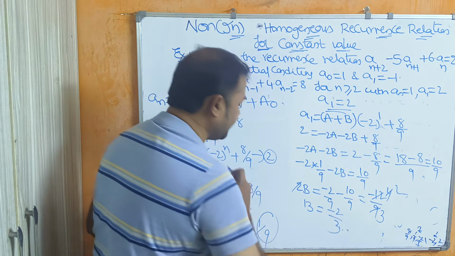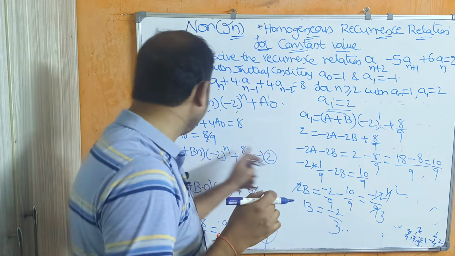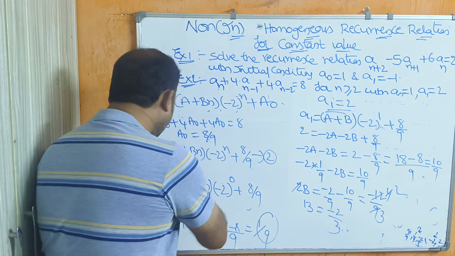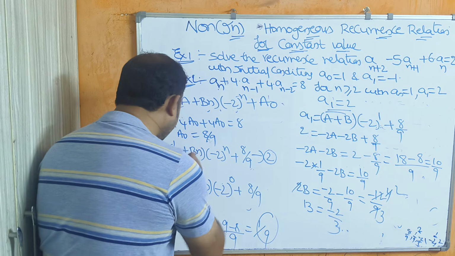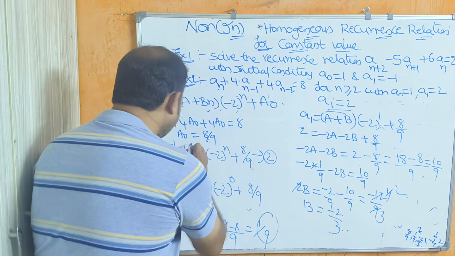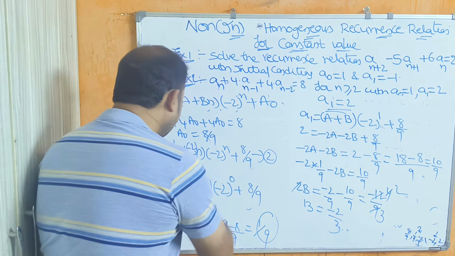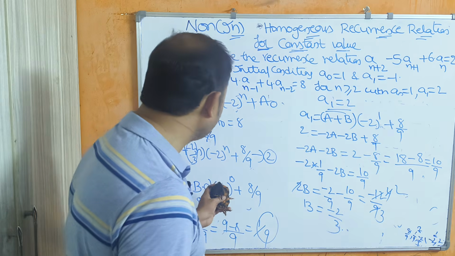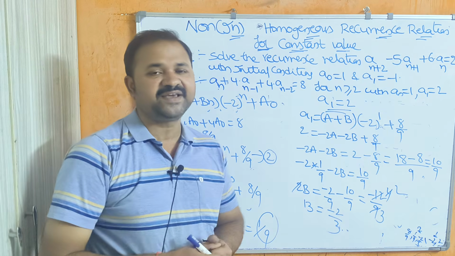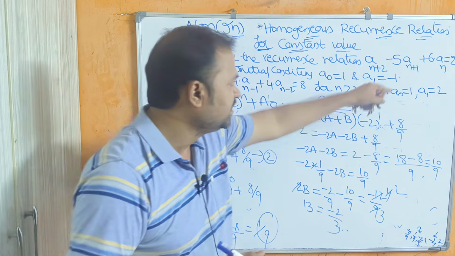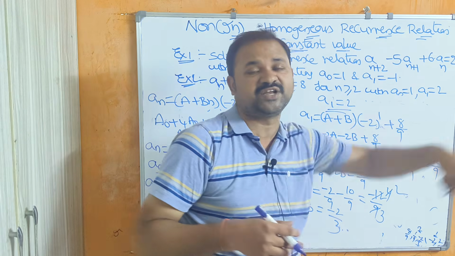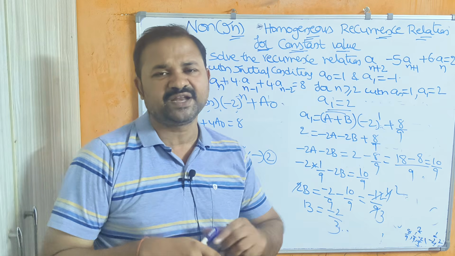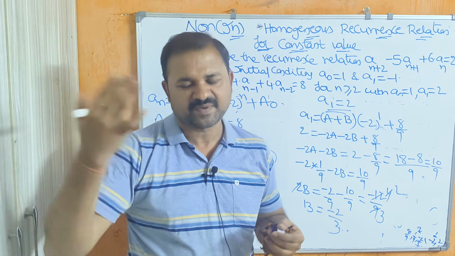So what is a value? 1 by 9. So now we need to substitute a and b in this equation. So now we will get the general solution as, what is a value? A value is 1 by 9. So 1 by 9 plus, what is b value? Minus 2 by 3 into minus 2 whole power n plus 8 by 9. So this is the general solution for this problem. So likewise we can solve any problem very easily if this is a constant. So likewise we have 3 more cases like n square and 2 power n. We will discuss all those examples in the upcoming videos.